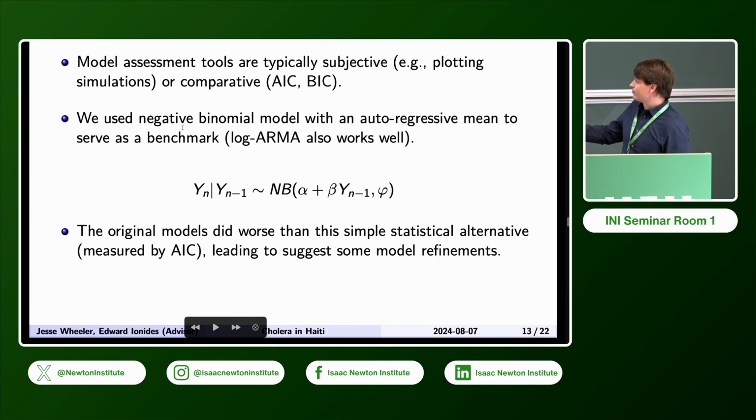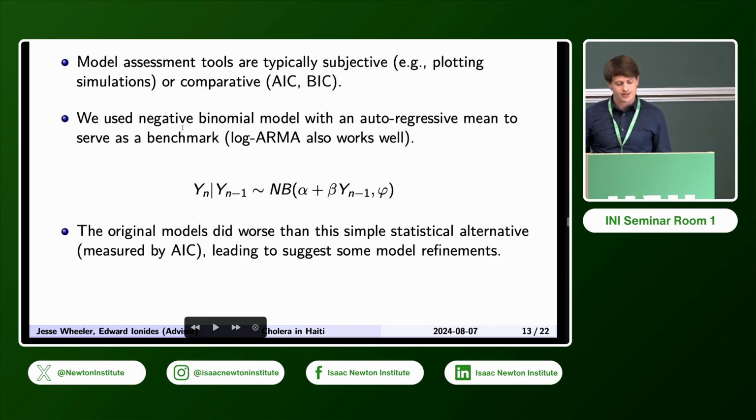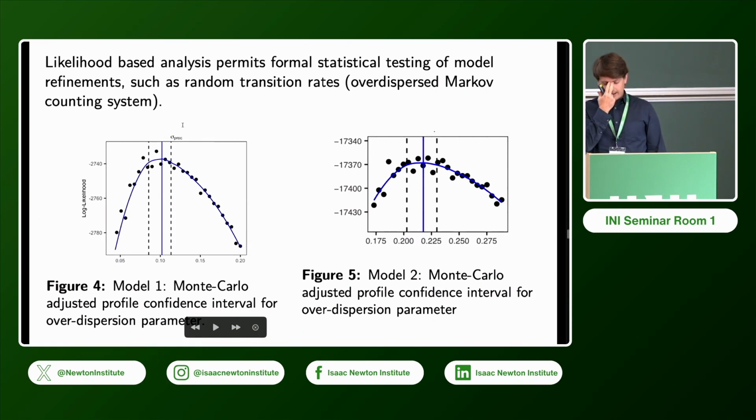So in fact, we took these original models that were fit by these research groups, and they did in fact do worse than this very simple statistical alternative, and not just worse, but they did much worse than this very simple alternative, which leads to trying to find some model refinements. So in a likelihood-based framework, we can do this by doing formal statistical tests.